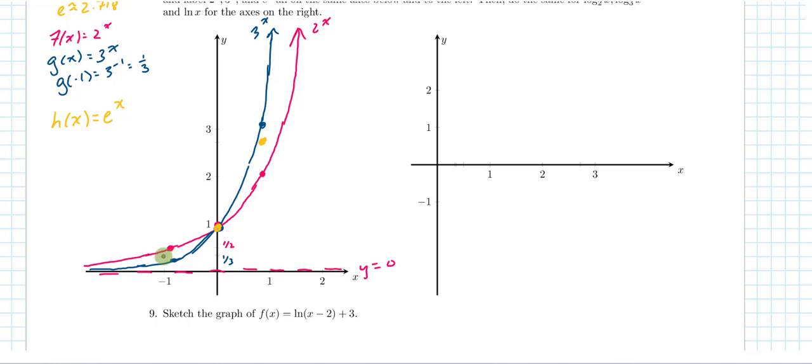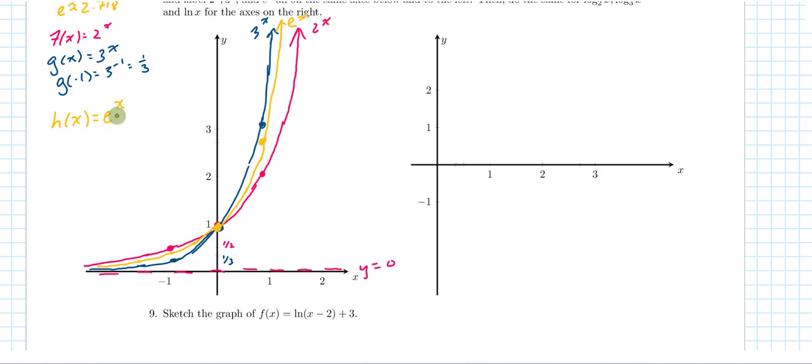And now I can sketch the graph of e to the x. And the graph of e to the x, we see, lies between the graph of 2 to the x and 3 to the x as we sketch it. So there we've got the graph of e to the x. I think it's really important to do this because it takes some of the mystery out of the exponential function e to the x. If you can sketch 2 to the x and you can sketch 3 to the x, then you can sketch e to the x.